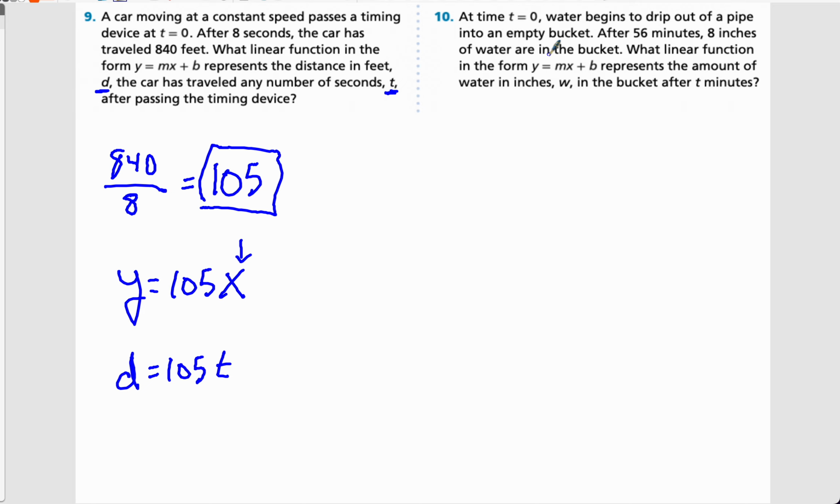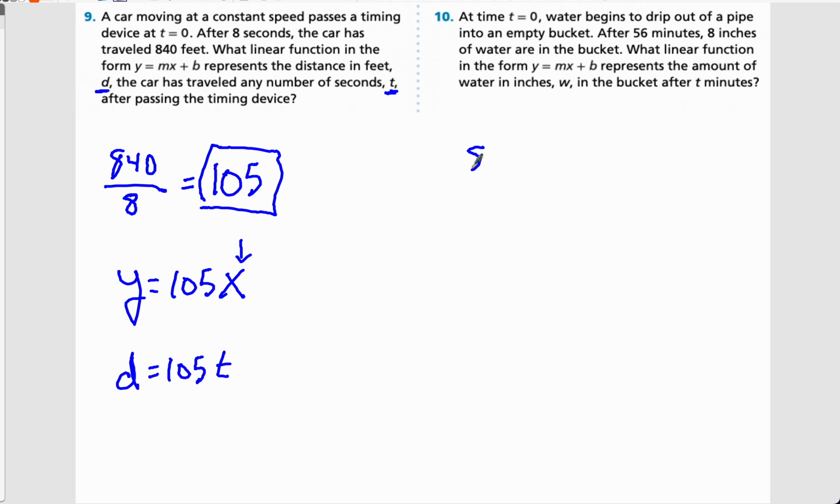Number 10, at time t equals 0, water begins to drip out of a pipe into an empty bucket. After 56 minutes, 8 inches of water are in the bucket. What linear function in the form of y equals mx plus b represents the amount of water W, in inches, in the bucket after t minutes? Minutes is going to be our x-axis once again. 8 is going to be our y value.